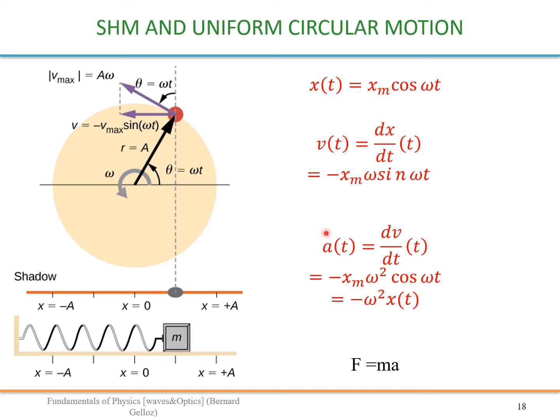This is in fact the equation of the motion, because the second derivative of x equals that. So you could write this as the second derivative of x plus omega squared x equals 0. So this is the equation of the motion for a simple harmonic motion.